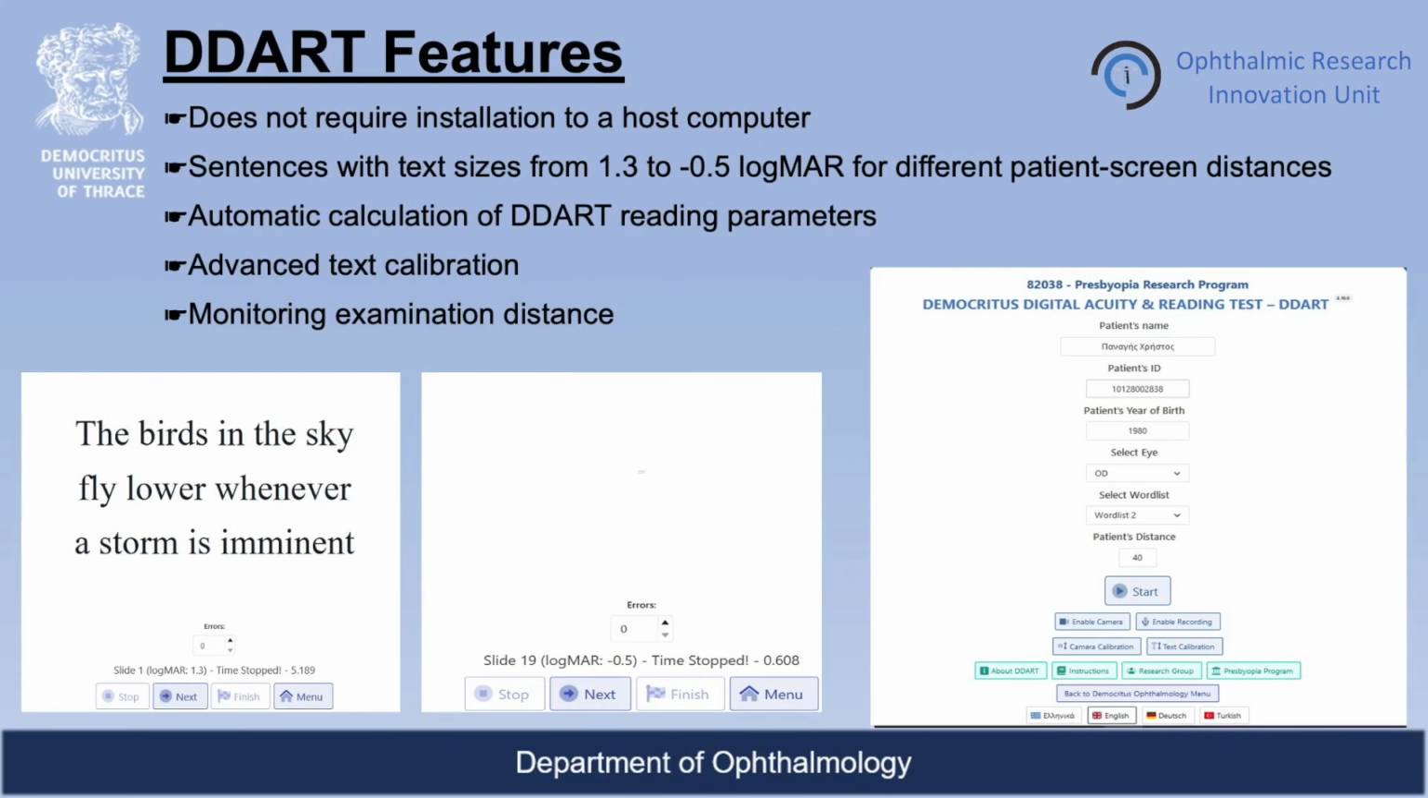DART does not require installation to a host computer and displays sentences with text sizes from 1.3 to minus 0.5 logMAR for different patient screen distances. It automatically calculates the DART reading parameters, providing advanced text calibration features and monitoring examination distance.